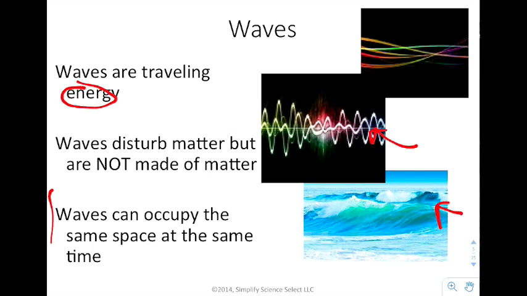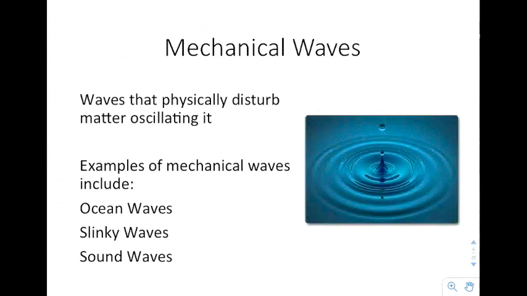Because of that, they can occupy the same place at the same time. Matter cannot do that. Matter cannot occupy the same place at the same time because there are atoms in the way. Energy can, as it moves through the atoms, it can displace the atoms, it can move them up and down, but at the same time, you can have superposition.